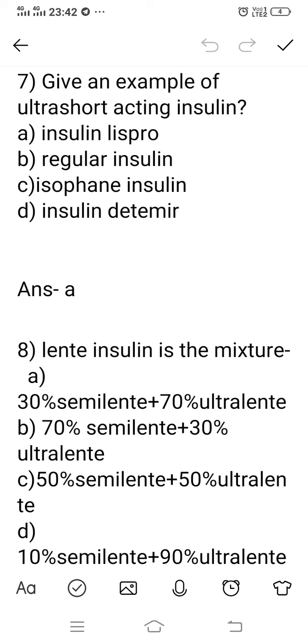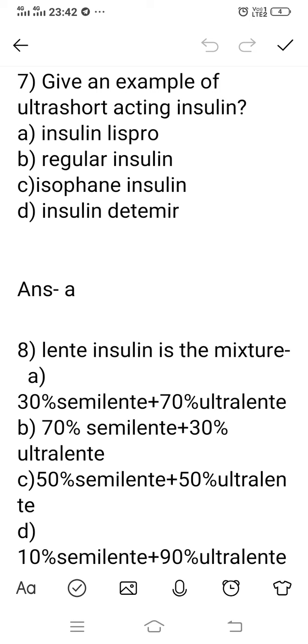Actually, now we see the classification of insulin. Based on the duration of action, insulin may be classified into 4 types. Ultra short acting insulin, number 1. Number 2, short acting insulin. Number 3, intermediate acting insulin. Number 4, long acting insulin.